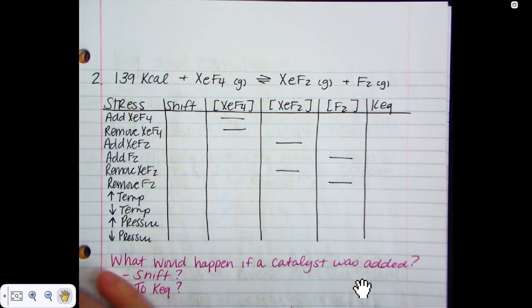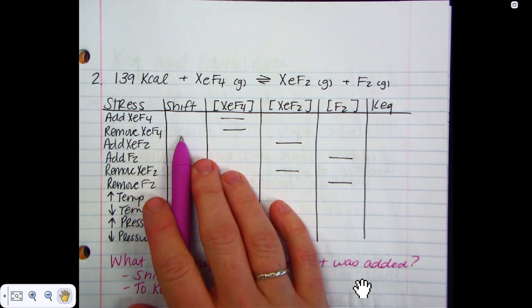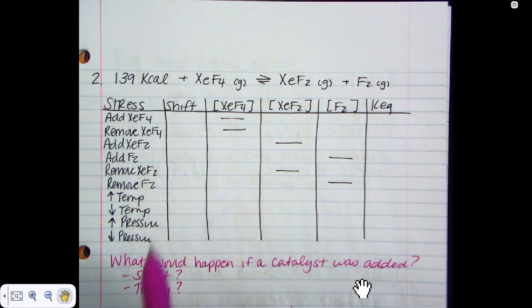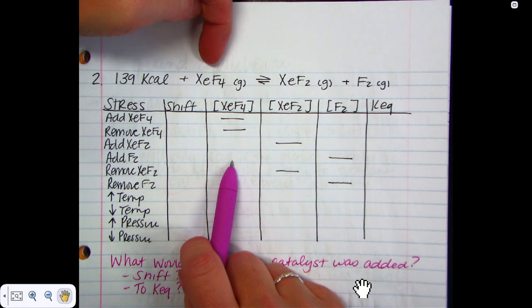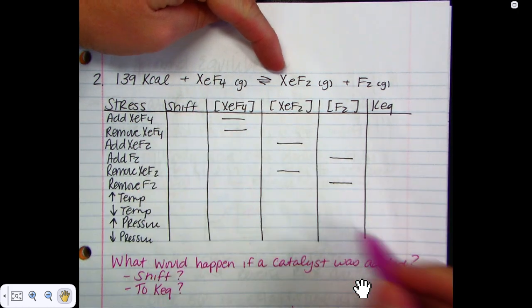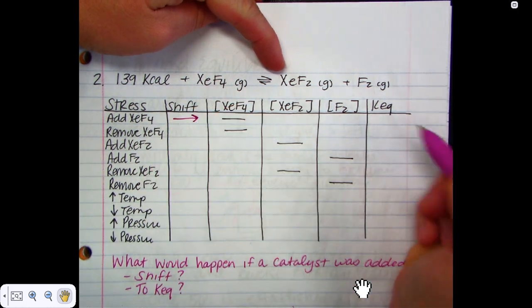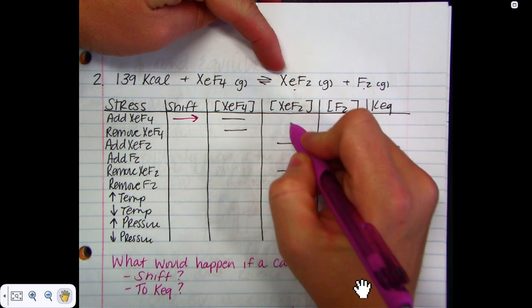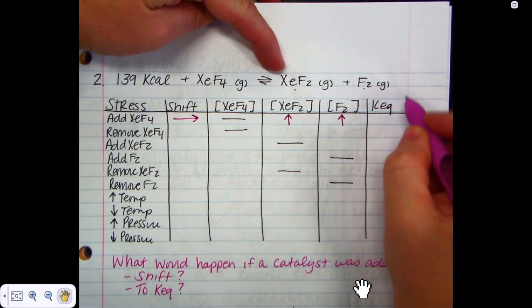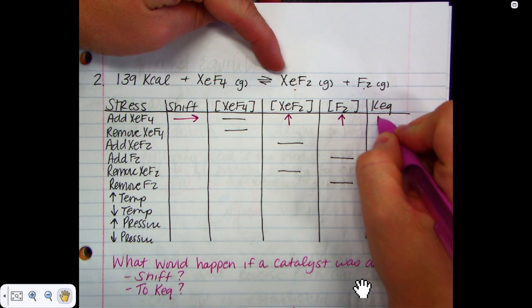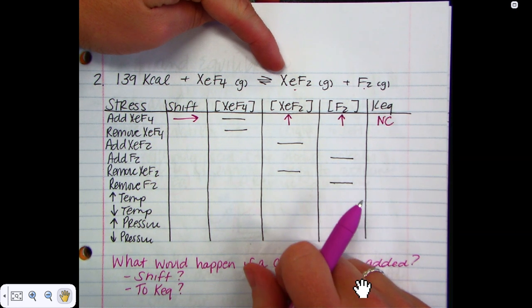All right, so let's go through it a little bit faster than we did with our previous example. If I add XeF4, so I'm adding something to the reactant side, I need to push it to my product side. So I'm going to shift to the right, and my 2 products are going to go up because when I shift to the right, my products go up. And what happens to K? No change because it's not temperature.